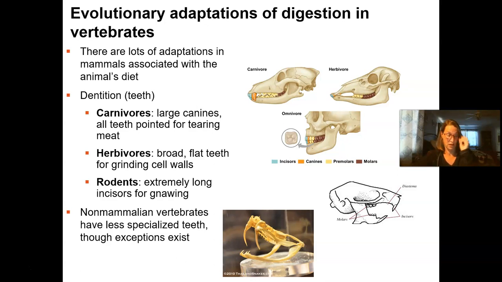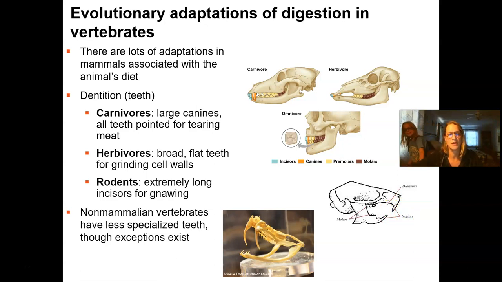And rodents, we have an image here for rodents. Rodents have extremely long incisors, which help them gnaw wood or trees or vegetation. So they have special dentition associated with that.